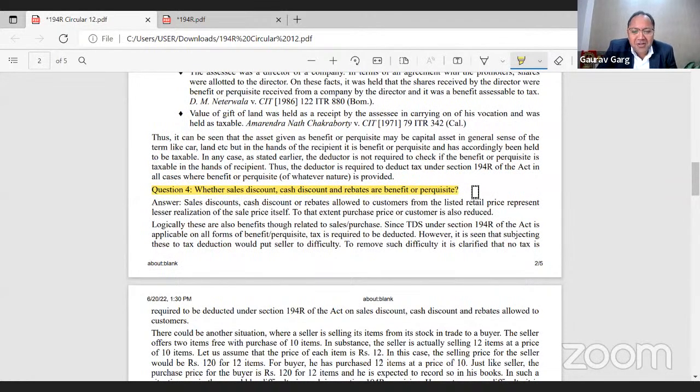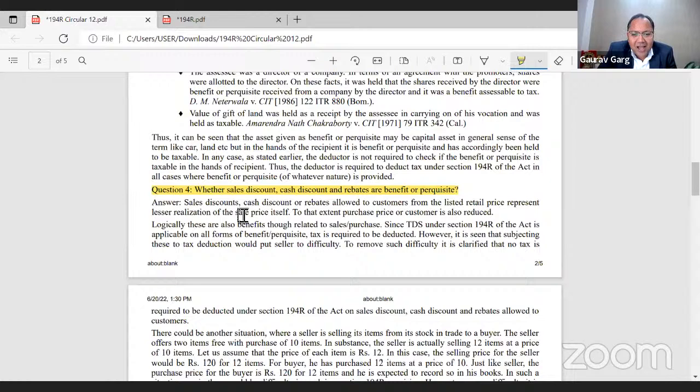So now question number 4, and what disturbs me is the language of the answer. Question number 4 says whether sale discount, cash discount, and rebate, which we are giving to our customers, fall within the definition of benefit or perquisite or not. And if yes, certainly one needs to deduct the TDS.